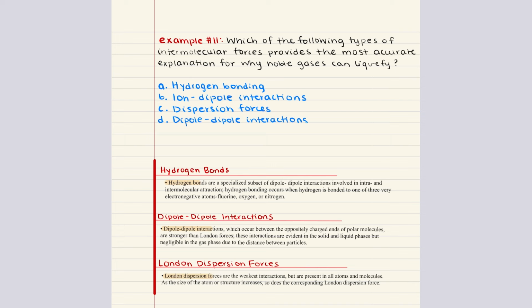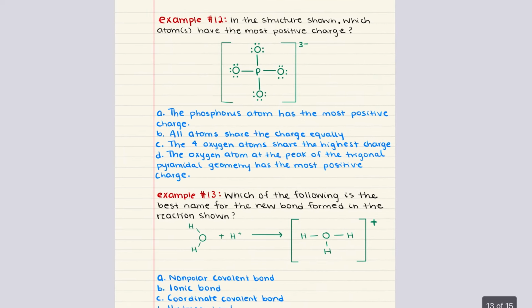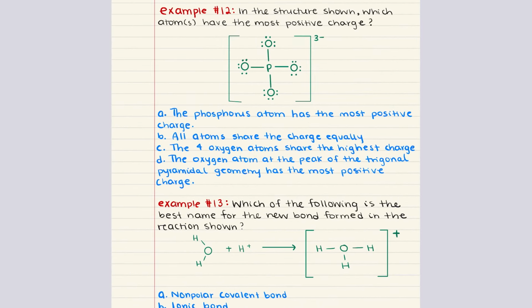So the correct answer for problem 11 is going to be C, dispersion forces. This is the only intermolecular force that noble gases can partake in. With that, we move into problem 12. Problem 12 says, in the structure shown, which atom or atoms have the most positive charge?